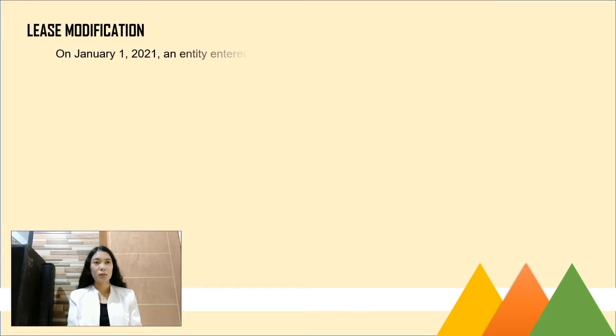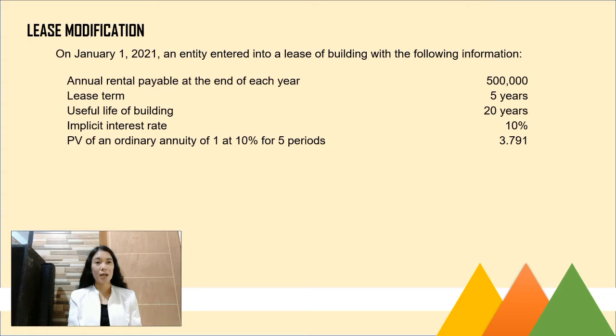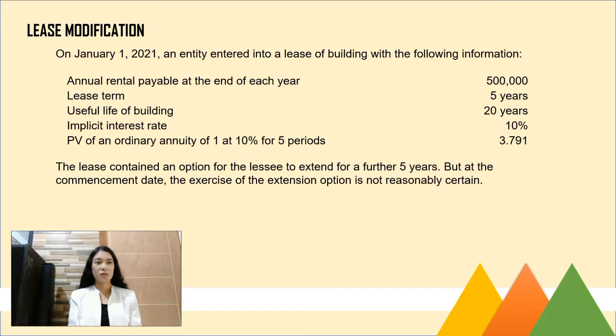On January 1, 2021, an entity entered into a lease of building with the following information. Annual rental payable at the end of each year is 500,000. Lease term is 5 years. Useful life of building is 20 years. Implicit interest rate 10%. And present value of an ordinary annuity of 1 at 10% for 5 periods is actually 3.791. So the lease contained an option for the lessee to extend for a further 5 years.